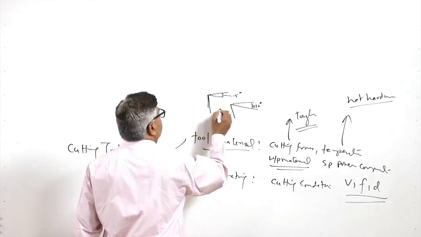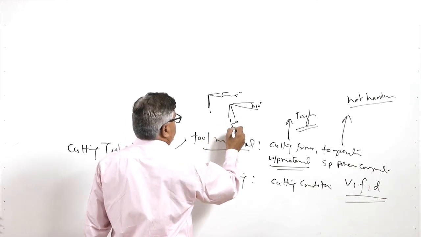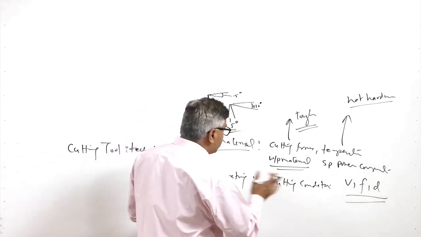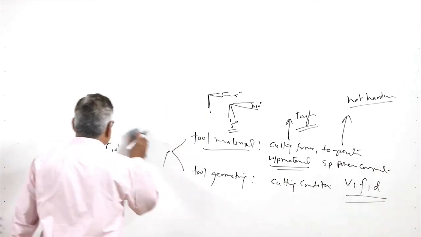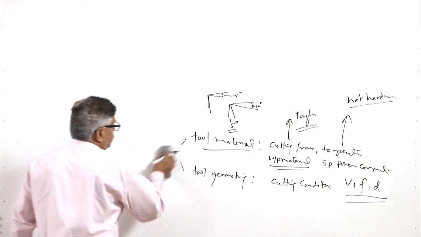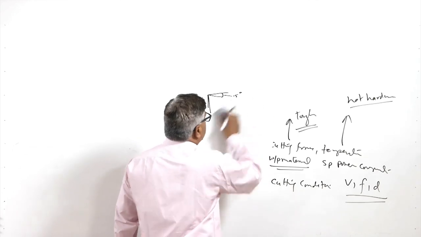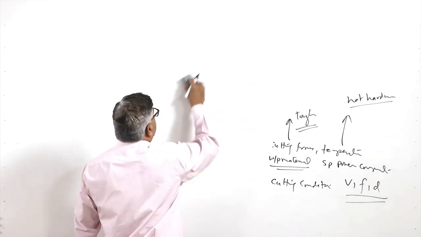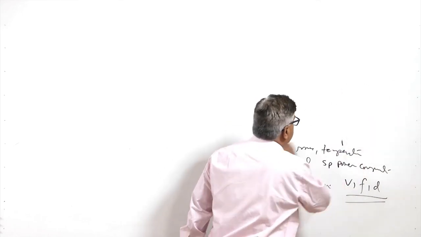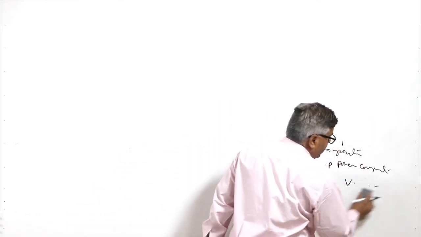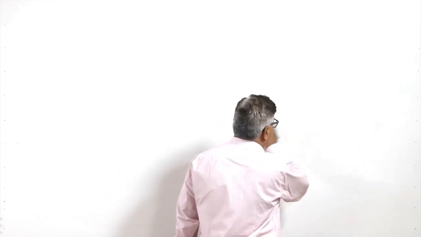Similarly, the relief angle or the clearance angle is usually given as low as possible, about 5 degree, so that the rubbing between the tool and the workpiece can be avoided. So, these are the two aspects related with the tools which will be governing the life of the tool and the failure tendency significantly.